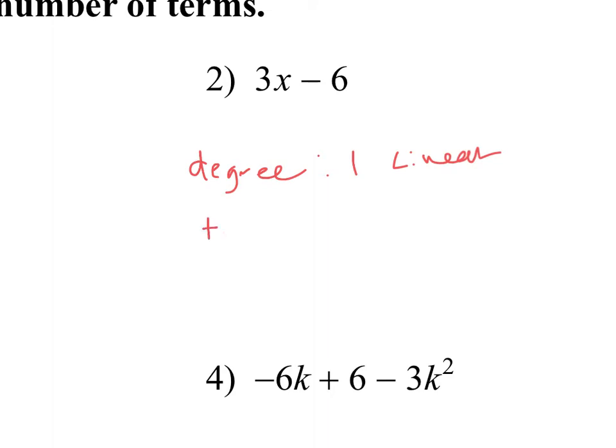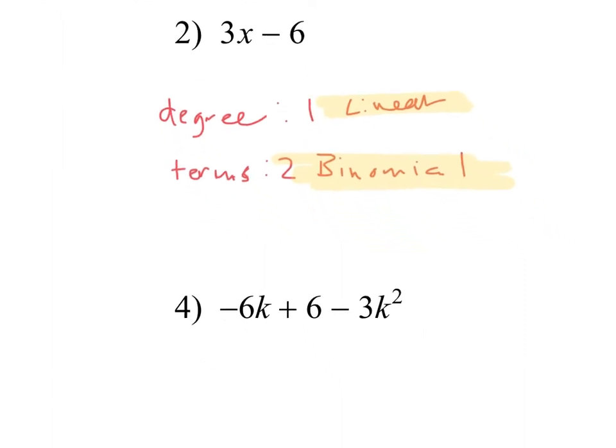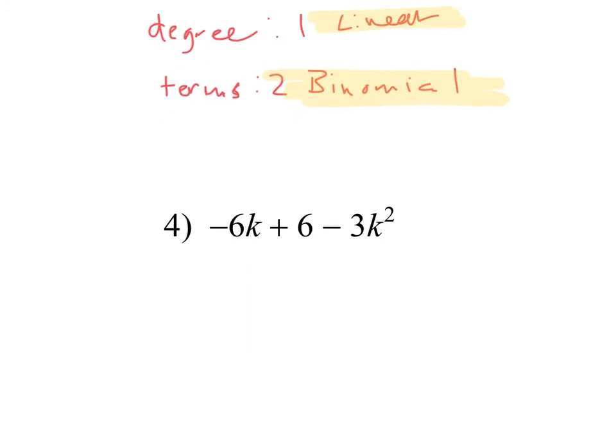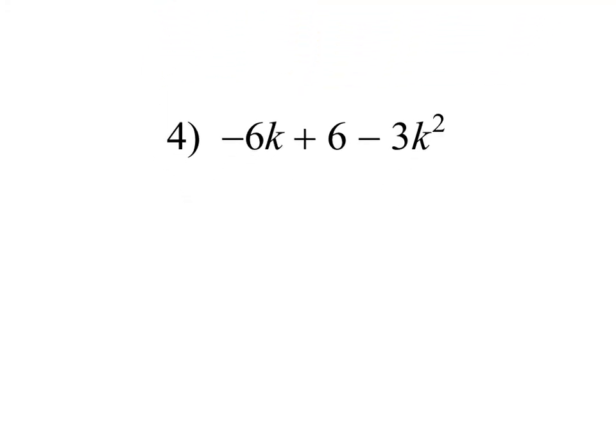How many terms do we have? We have 2 terms. So what do we call something with 2 terms? Binomial. Awesome. So again, tomorrow for your test, I'm looking for these words, linear and binomial. You guys can use your notes. So make sure you have that little chart with all the words that classify with you. So number 4.